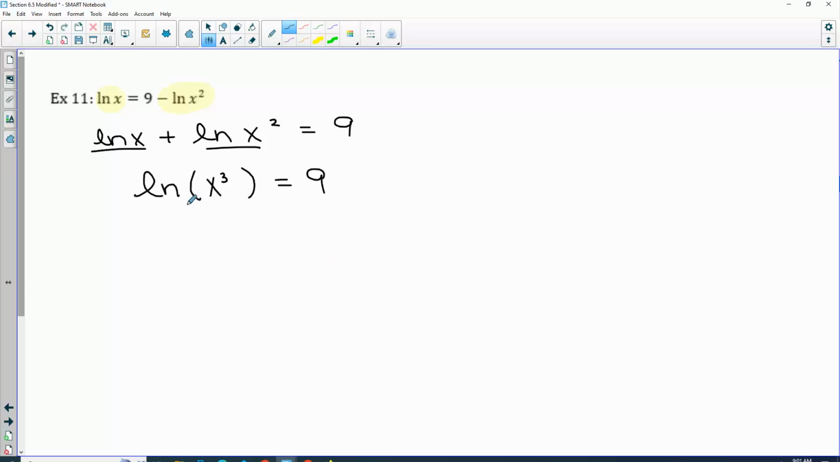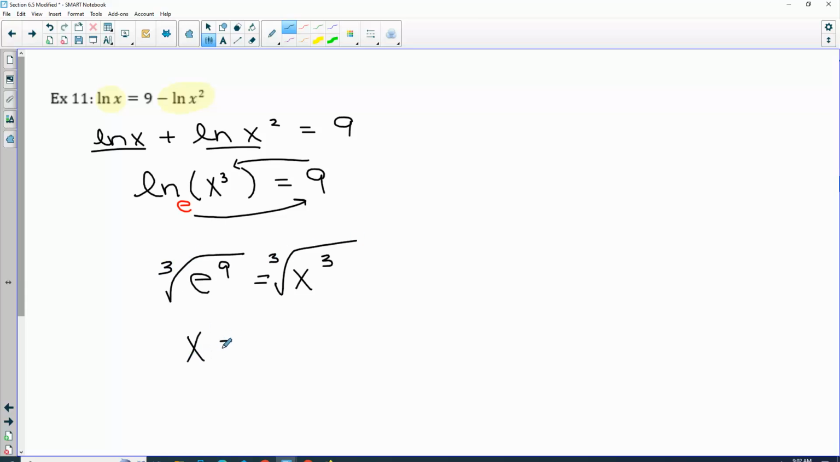So then we can change it to exponential. We know a natural log is log base e. We get e to the 9 equals x cubed. Get rid of the cube, we cube root. You only need plus or minus if it's an even root. The cube root of e to the 9th, that's like 9 divided by 3, so you get e to the 6th power. That's your exact answer. If I ask for the decimal approximation, you can just type that in your calculator.